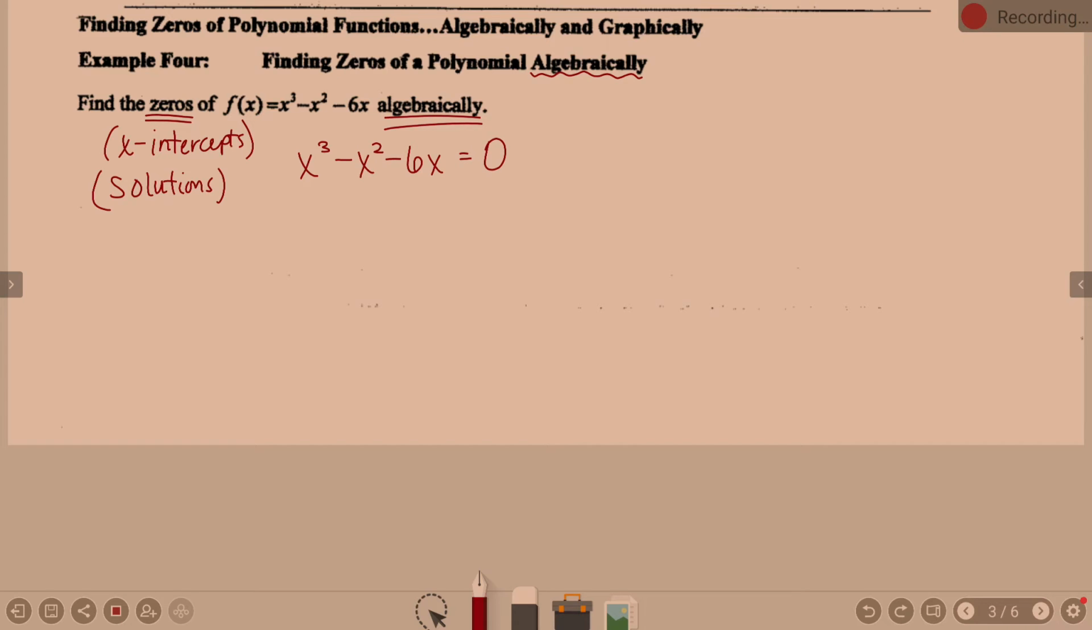The 0 is an x-intercept. X-intercepts happen when y is 0. And f of x is another way to say y. Okay? Thoughts? How do we solve here? GCF. Do we have a GCF?